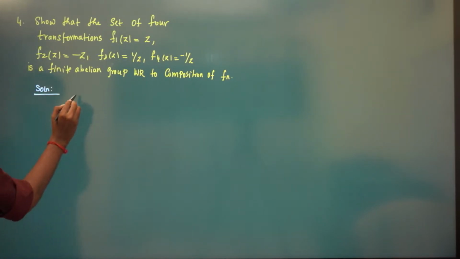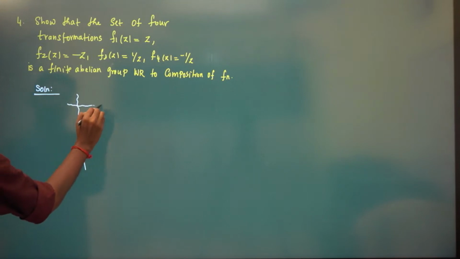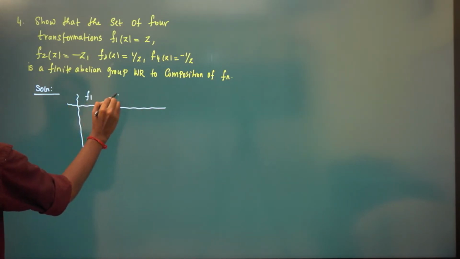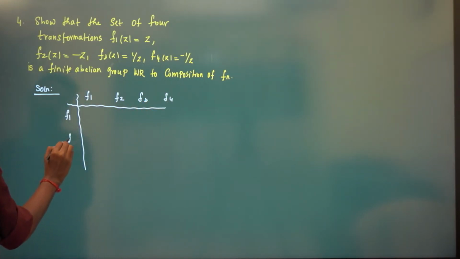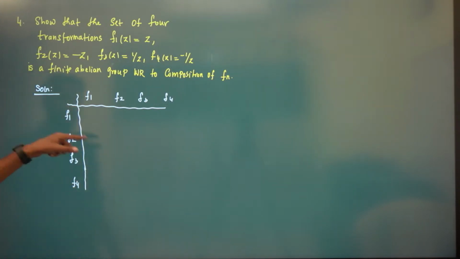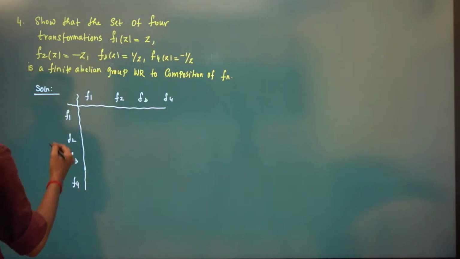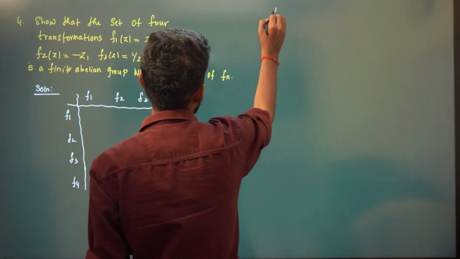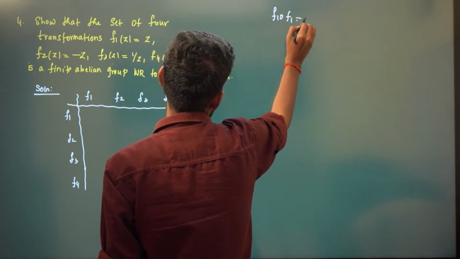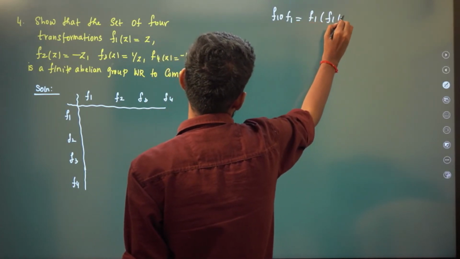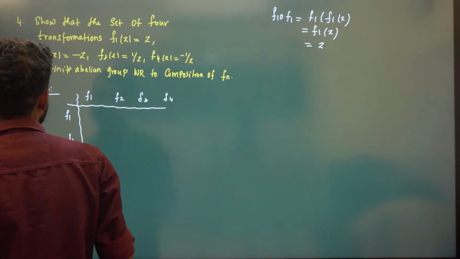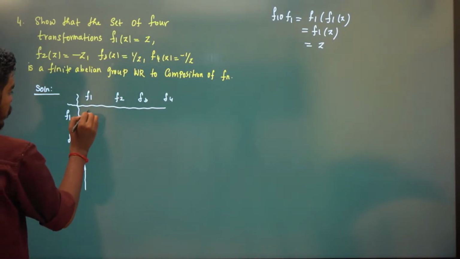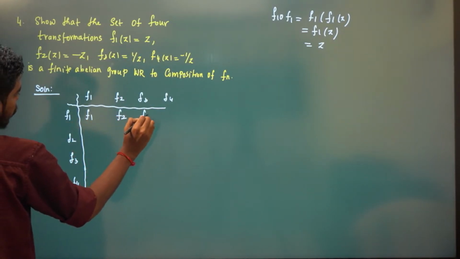So you have a finite group, which means you need to put the Cayley's table first. So you have F1, F2, F3, F4 on both rows and columns. What is F1 composite F1? F1 is the identity. F1 composite F1 is F1 of Z, which is Z. So this acts as the identity element.